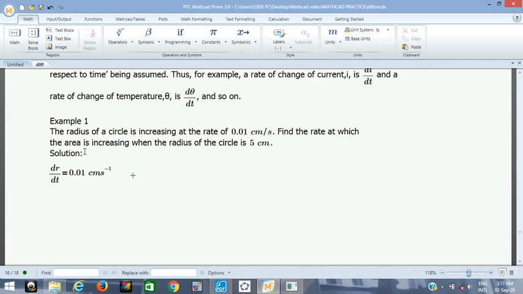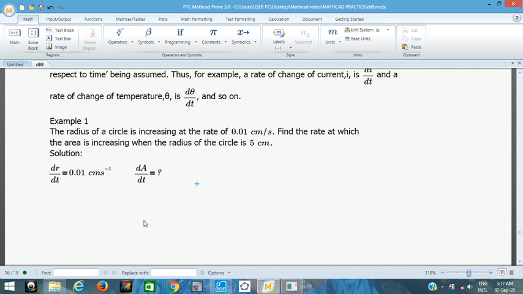So what they want us to calculate now is this: find the rate at which the area is increasing. That means, let's take capital A as area, dA/dt. So this is what the question wants us to find. dA/dt is equal to, we don't know this now, so it will be equal to question mark. This is what the question wants us to find, and this is what has been given.